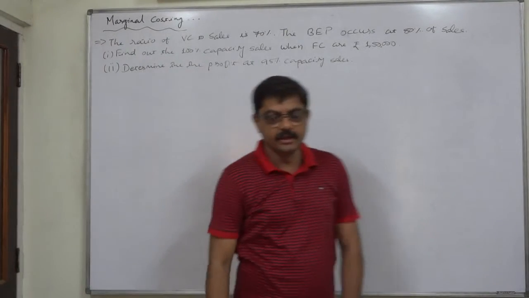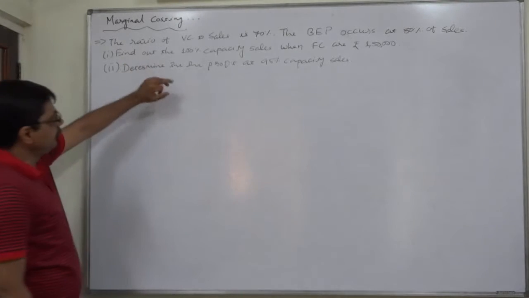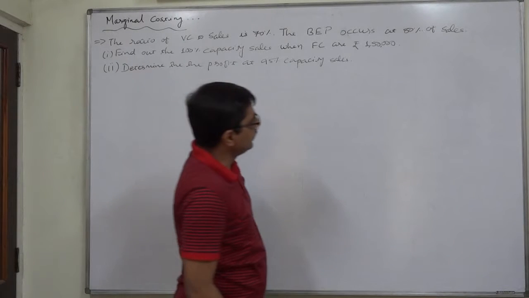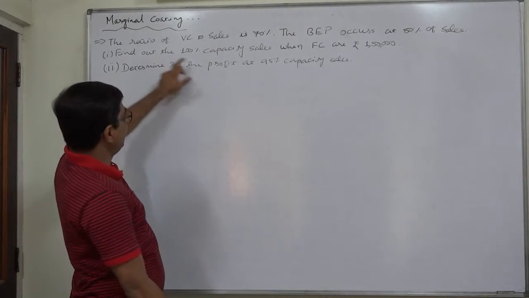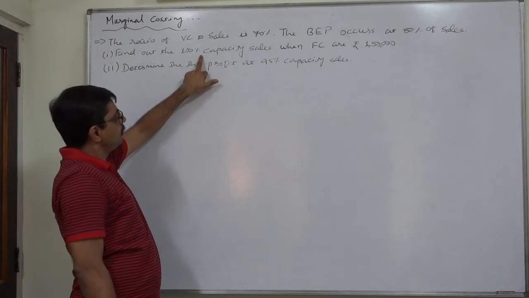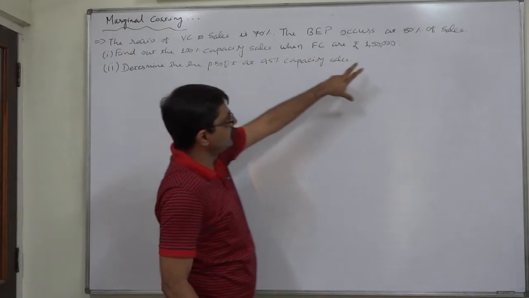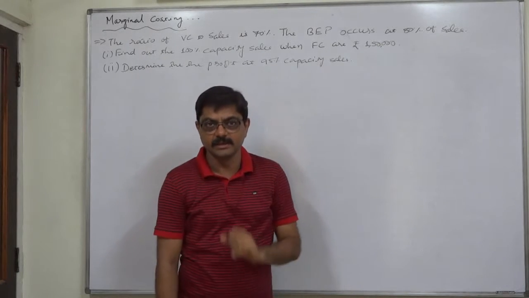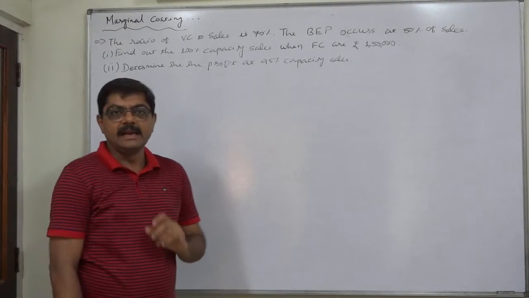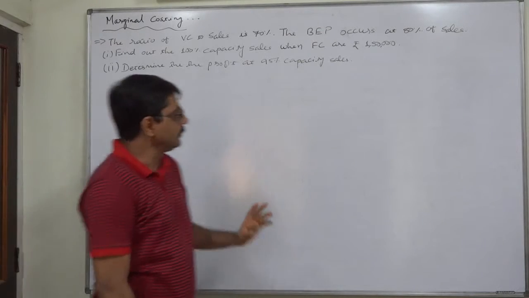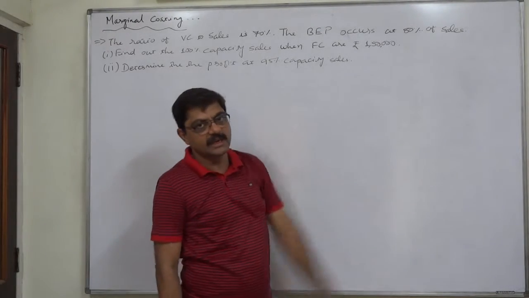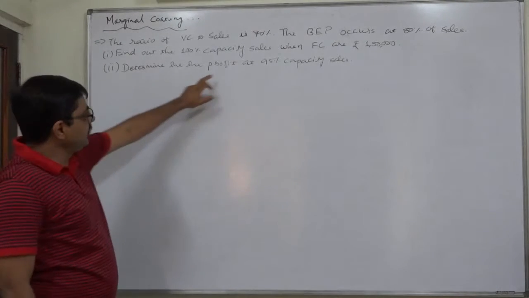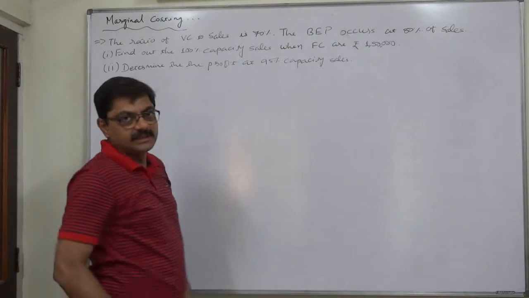Welcome back. The new problem is: the ratio of variable cost to sales is given to be 70%. The break-even point occurs at 80% of sales. Find out the 100% capacity, or full capacity, sales when fixed costs are rupees 1,50,000. Fixed cost has no relationship with capacity utilization. Under the running situation, from 0% to 100% capacity utilization, the fixed cost remains constant in the short term. Determine the profit at 95% capacity sales.